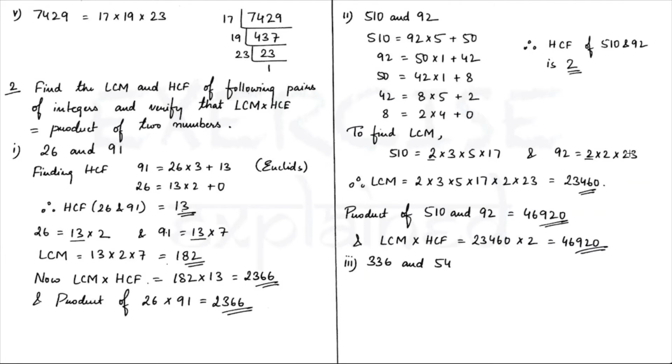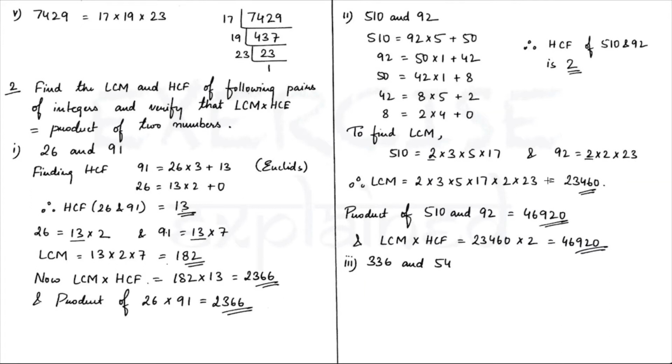Now as I told in the previous question, whichever term is repeating, we just write it once. You can see I have 2 here, I have 2 here as well. So out of these two 2's, I will take one 2 down here and write this 2. And after that, the rest of the terms I just write as they are. So 3 is here, 5 is here, 17 is here. Again, this 2 is here, 23 is here. When I multiply all these numbers, I get 23,460 to be the LCM of 510 and 92.